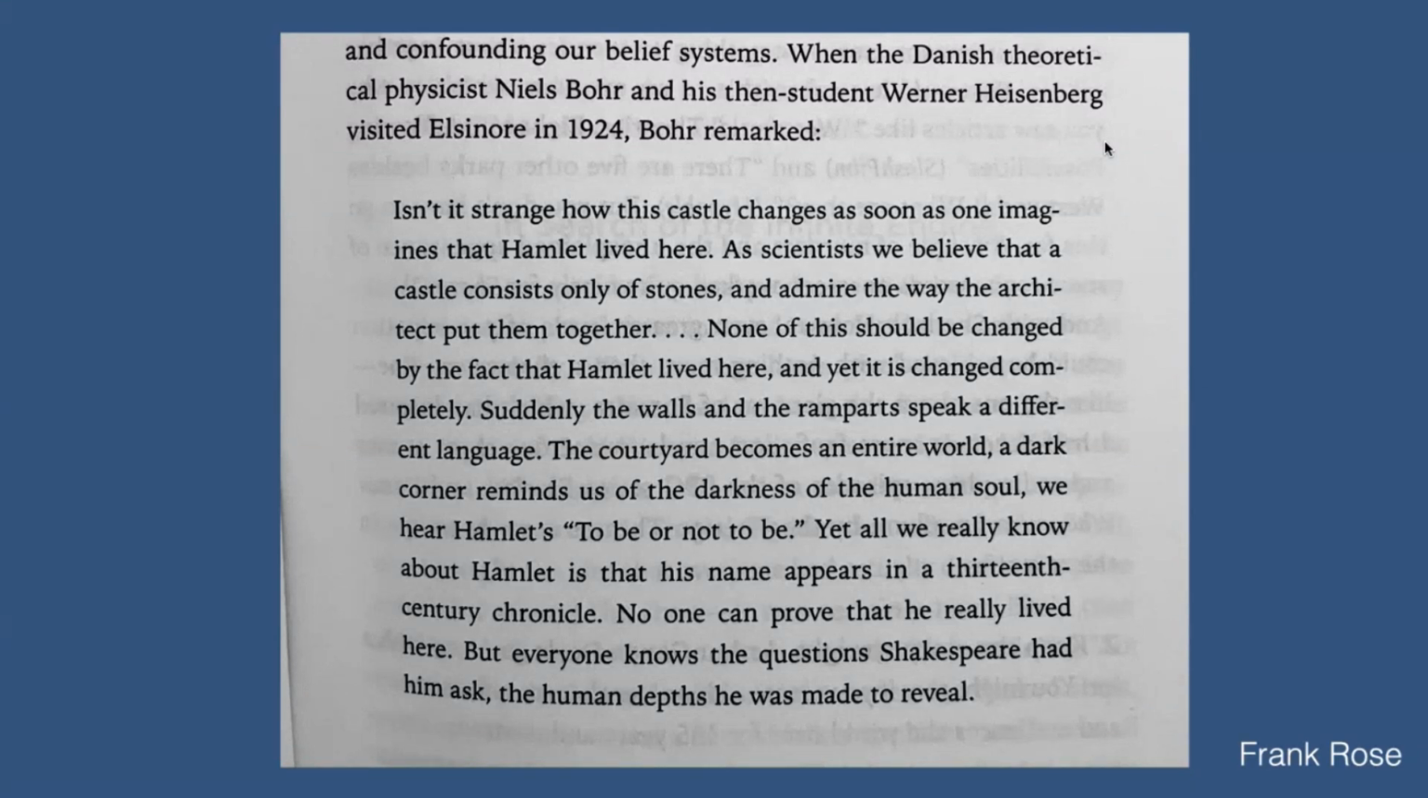So the physicist, Nobel Prize winner, notes in his book, "Isn't it strange how this castle changes as soon as one imagines that Hamlet lived here? As scientists, we believe that a castle consists only of stones and admire the way the architect put them together. None of this should be changed by the fact that Hamlet lived here, and yet it is completely changed. Suddenly the walls and the ramparts speak a different language, the courtyard becomes an entire world, a dark corner reminds us of the darkness of the human soul, we hear Hamlet's 'to be or not to be.' Yet all we really know about Hamlet is that his name appears in a 13th century chronicle. No one can prove that he really lived here, but everyone knows the questions Shakespeare had him ask, the human death he was made to reveal."